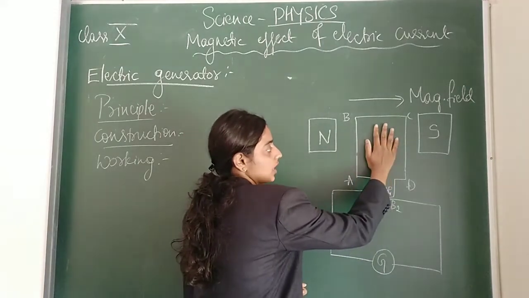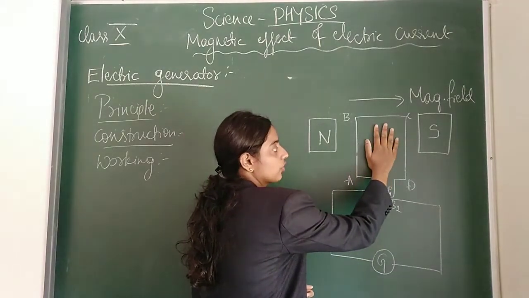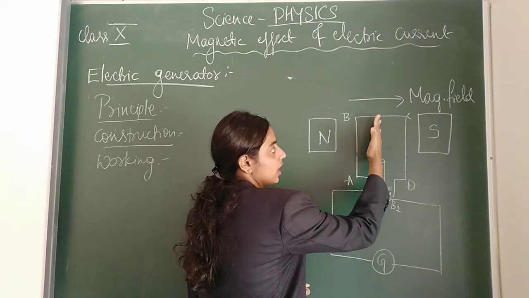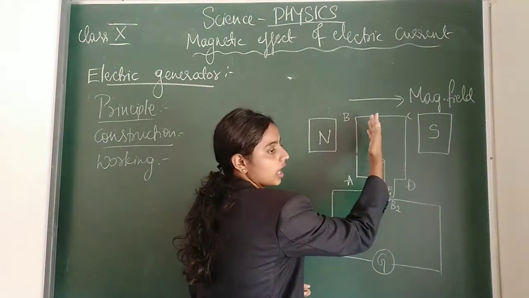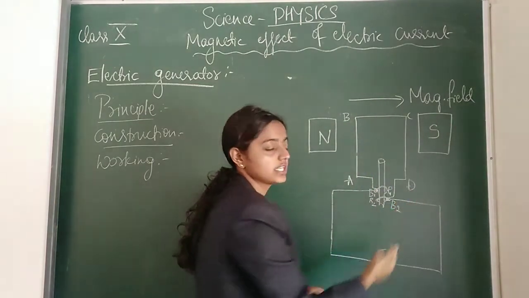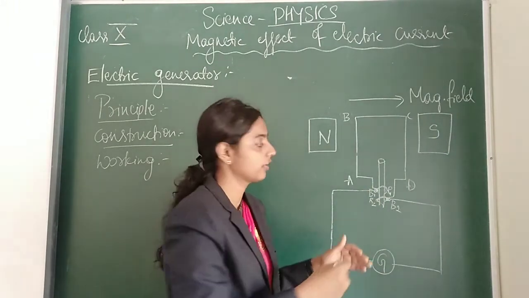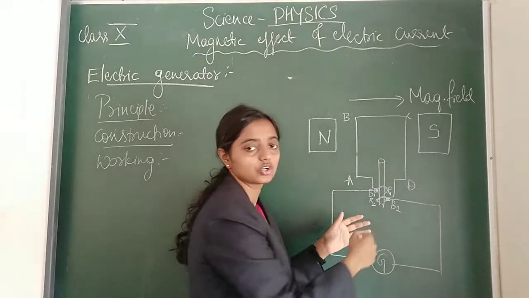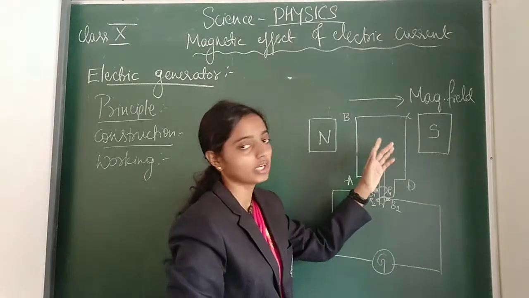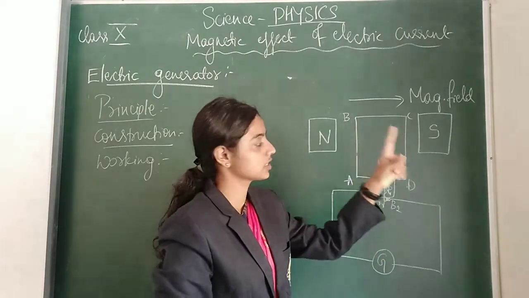That means this is a coil. What happens after rotation? AB will come up and CD will be down. And after another rotation, what happens? CD will be upwards and AB will be downwards. So here we understood that after each rotation, the coil will be moving up and down with a one circular interval.